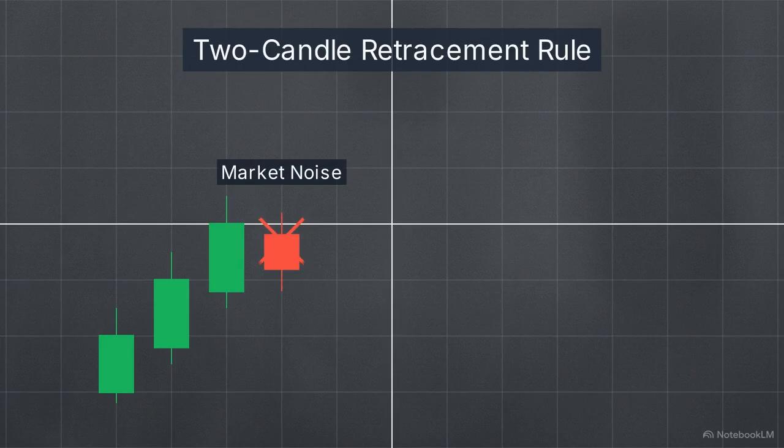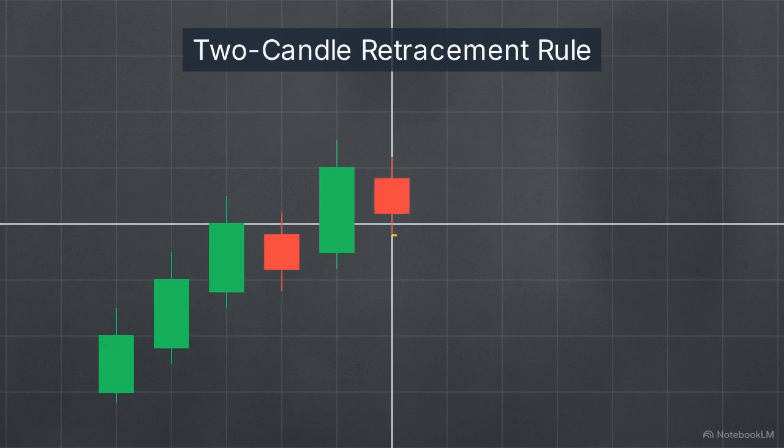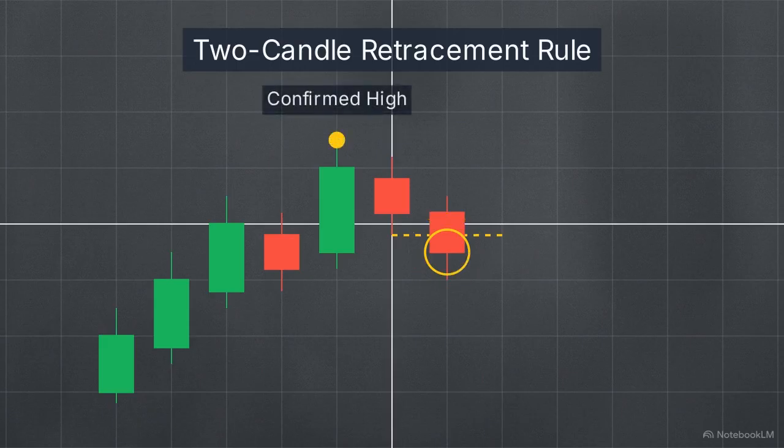A single opposite-color candle is categorized as market noise. It lacks the sequential volume required to establish a new structural pivot. A valid retracement is triggered only when two consecutive opposite-color candles close lower. This locks in the preceding peak as a confirmed high.